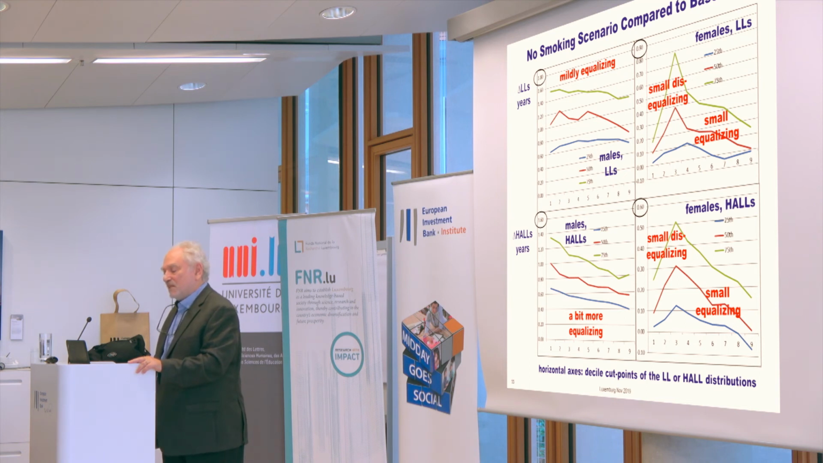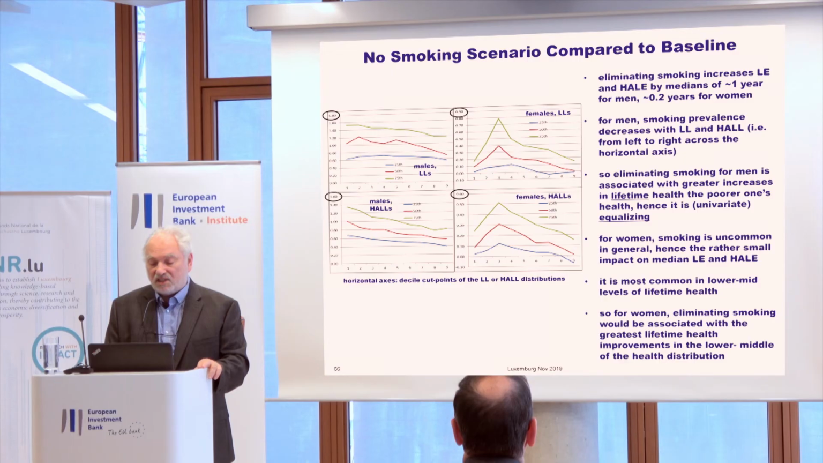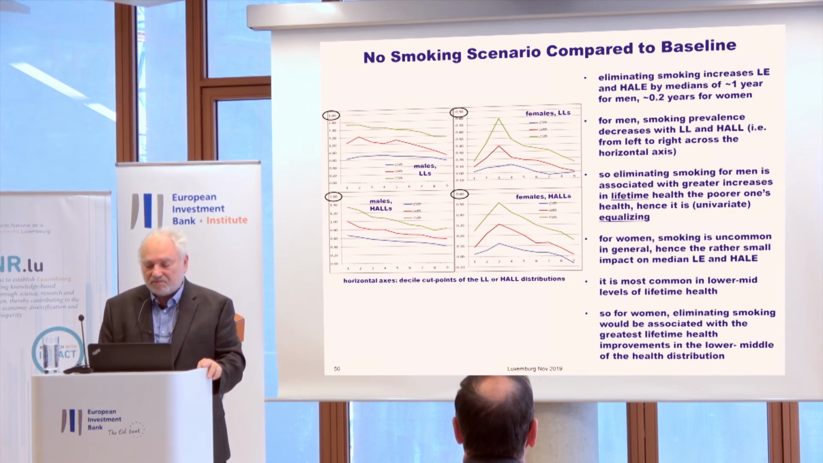So it's mildly equalizing for the change in life lengths for men. It's a bit more equalizing for the changes in health-adjusted life lengths for men. It goes up and down for women for life lengths, and similarly for health-adjusted life lengths. So to summarize the main points there, eliminating smoking increases life expectancy and HALE by medians of about 1 year for men, and about 2/10 of a year for women.